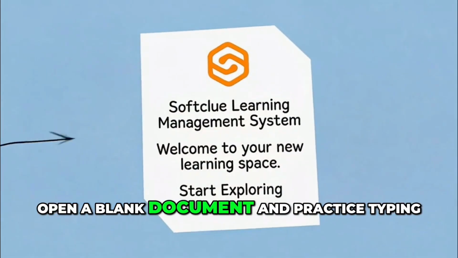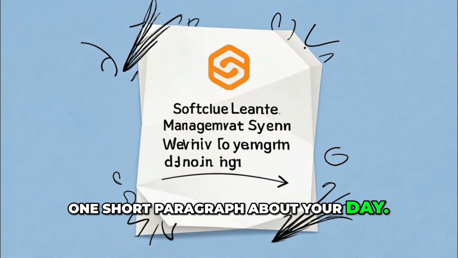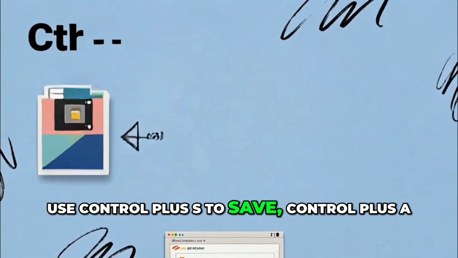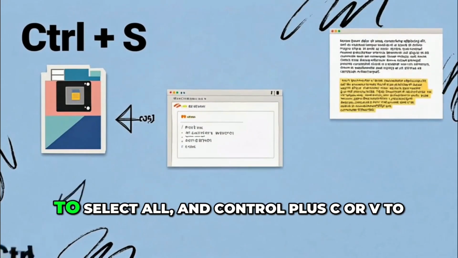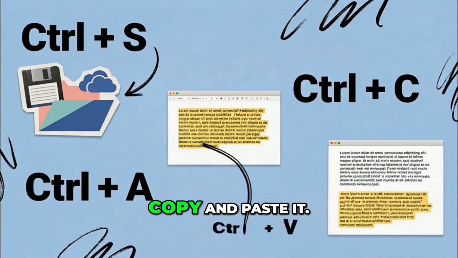Open a blank document and practice typing one short paragraph about your day. Use Ctrl plus S to save, Ctrl plus A to select all, and Ctrl plus C or V to copy and paste it.